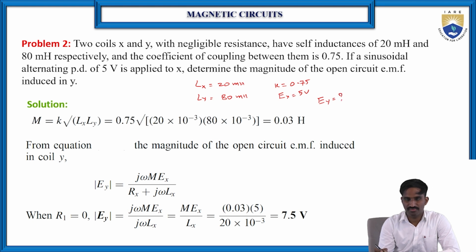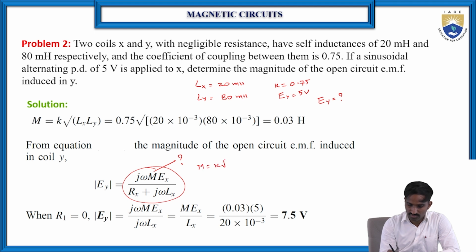What is EY? The same equation here also we can use. But here the thing is, in this equation you don't know the value of M. Then of course we know, because in the previous classes we have discussed the concept of the coefficient of coupling. So we know the coefficient of coupling, and we know the equation also here. M is equal to K into square root of L1 and L2.